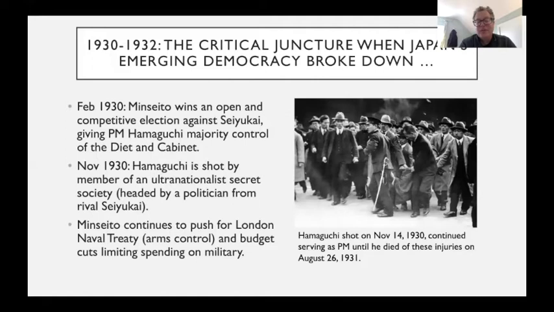and certainly than it would be a few years later. So a key turning point here was the moment when the Minseito's party leader, the Prime Minister Hamaguchi, was shot by a member of an ultra-nationalist secret society. The secret society was headed by a politician from the rival Seiyukai.